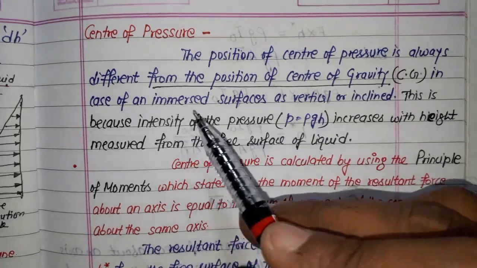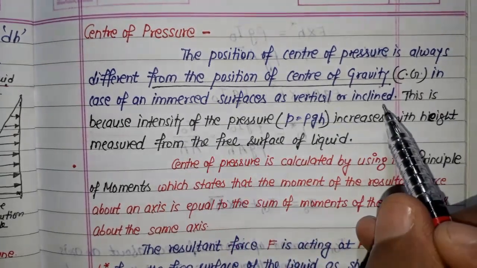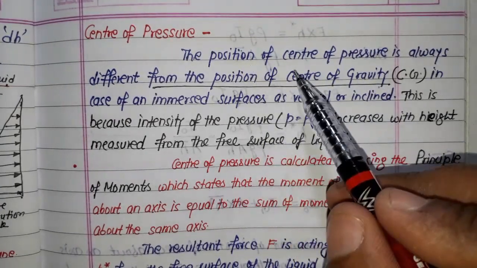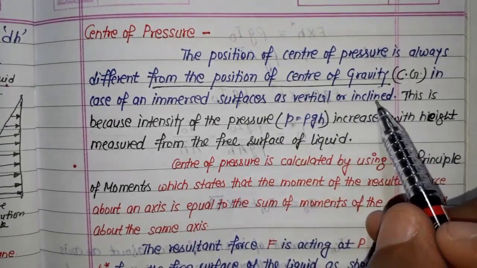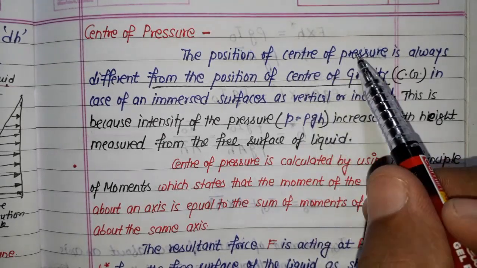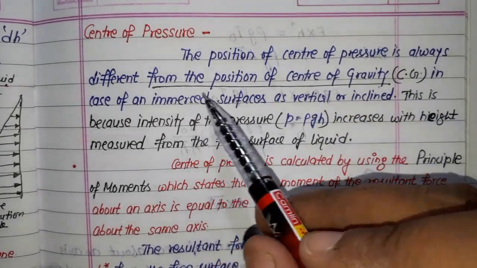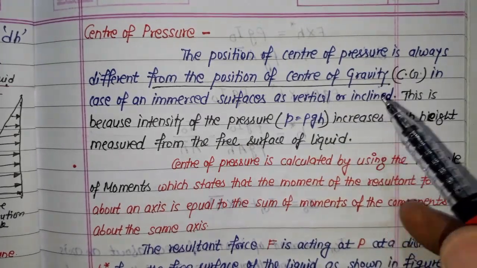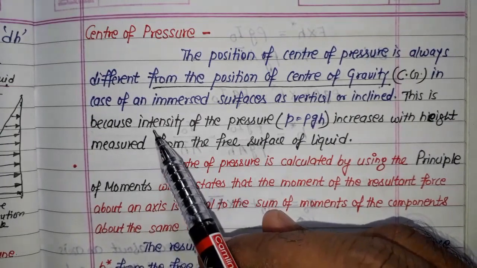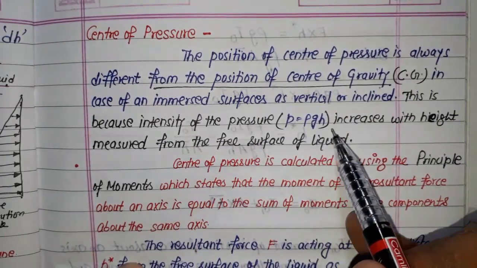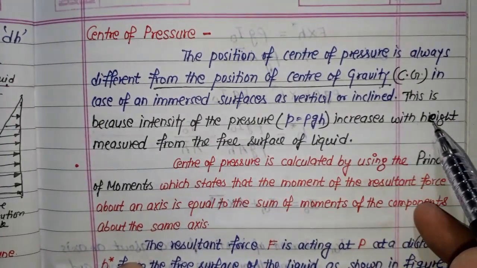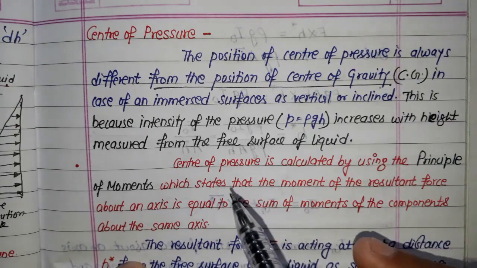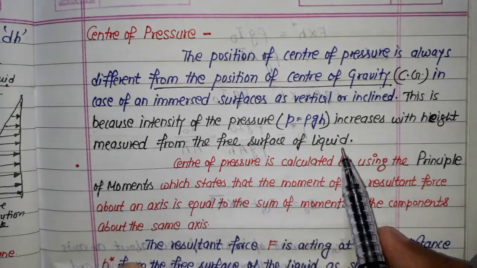So in case of an immersed surface, vertical or inclined, this condition is fulfilled, because the position of the center of pressure is always different from the position of the center of gravity. Two cases here, vertical and inclined. This is because the intensity of pressure p equal to rho g h increases with depth. When the depth is increasing, the pressure intensity is increasing, measured from the free surface of the liquid.